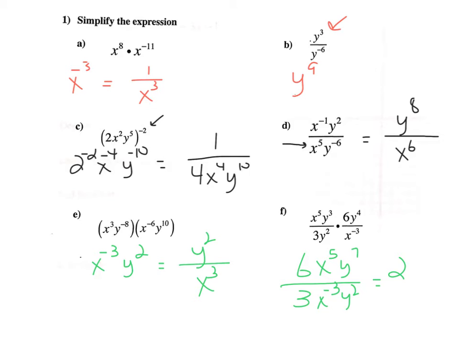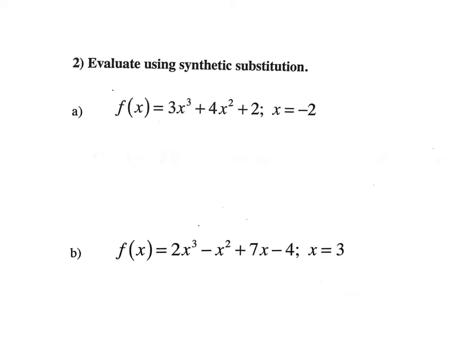That goes in the numerator because 6 is bigger than 3. Subtract your x's. It's going to go on the top also because 5 is bigger than negative 3. 5 minus negative 3 is 8. Just subtract there. 7 minus 2 is 5. So you get y to the 5th. There's nothing left in the denominator, so there's no need to put a 1 down there. Just leave it blank.